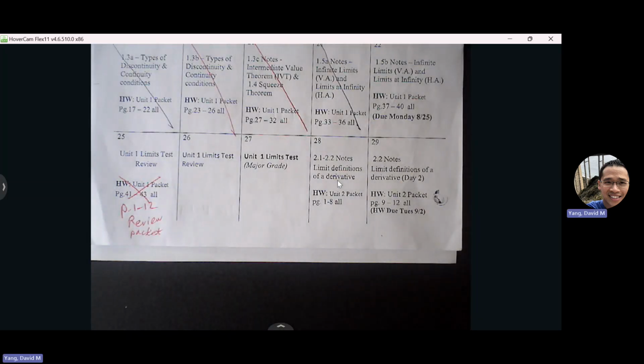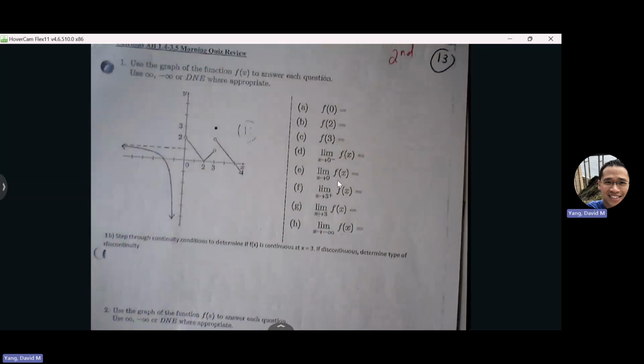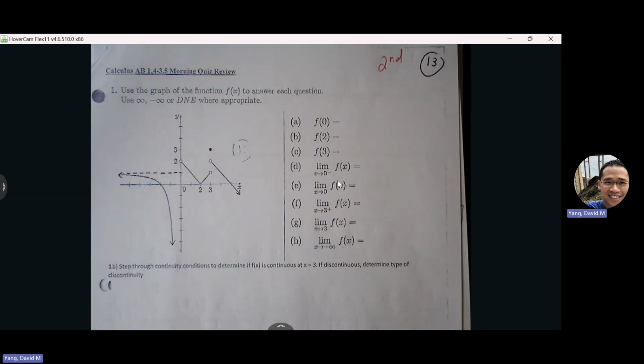I'm gonna come around and check your pages 1 through 12 again, just the ones that we did in class. So as I'm doing that, if you guys can start page 13. I'm just gonna pick up your packet and flip through it so that you don't have to flip through all the pages. But go ahead and start page 13 as I walk around.